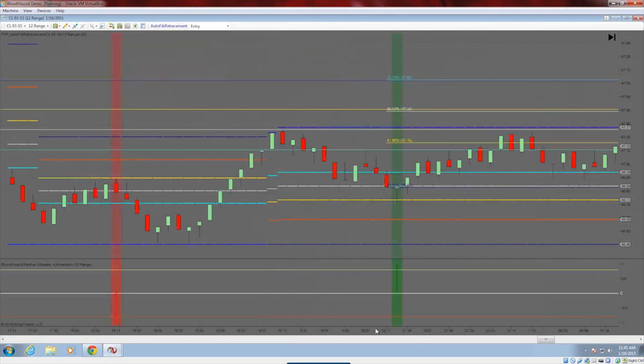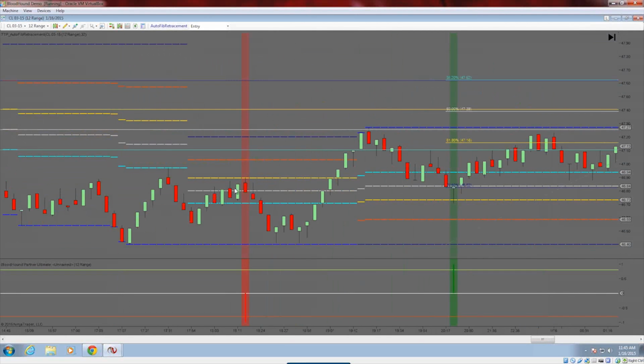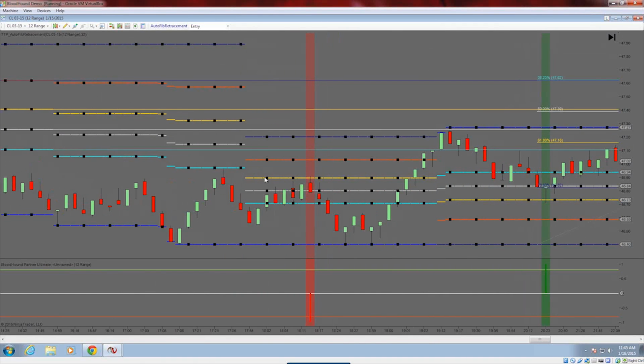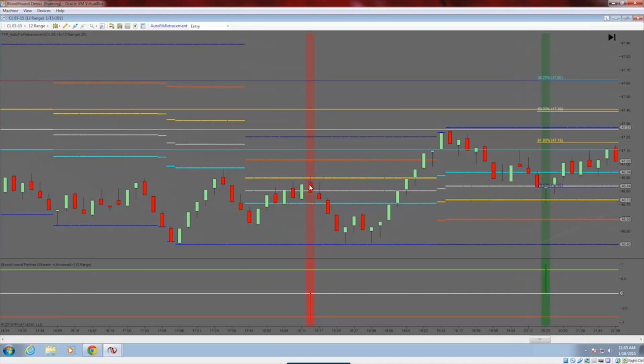Okay, so now you can see we have a short right here because we're in a downtrend. The 50 is below the 61.8. The bar is touching the 61.8, the gold line, and it's closed on its low. So that's why we have a short signal right there on that bar.